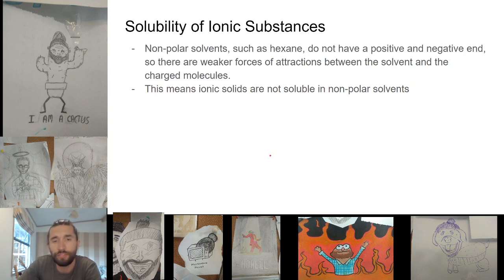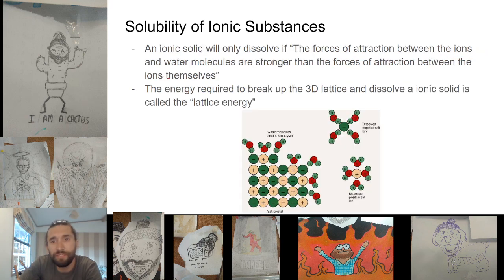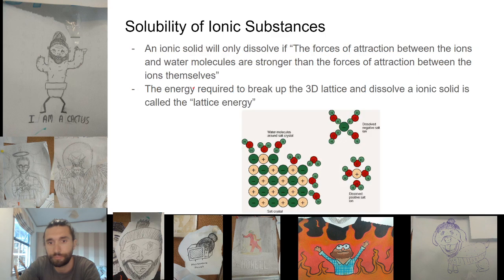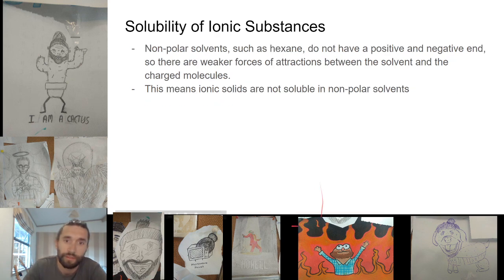In nonpolar solvents, such as hexane, and once again we'll get on to what makes something polar and nonpolar, they do not have a positive and negative end. This means there are a lot weaker forces of attraction between the hexane solvent and the charged particles. So if this was hexane, there isn't going to be much attraction between the hexane and the ions, so they're going to prefer to stay together in the ionic substance, so it will not dissolve in a non-polar substance. This means ionic solids are not soluble in non-polar solvents.